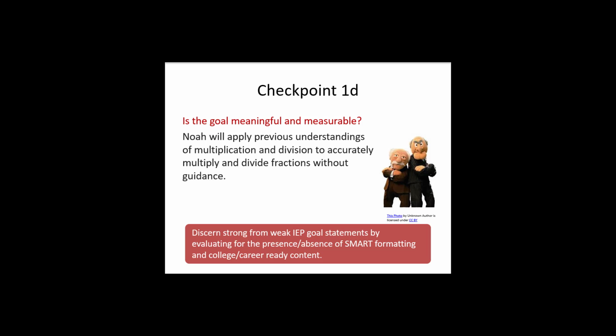Checkpoint 1D, is this goal meaningful and measurable? Noah will apply previous understandings of multiplication and division to accurately multiply and divide fractions without guidance. Specific, the goal is specific to Noah. Does it align with the standard? What is the specific skill? Is it measurable? Is there a criterion? What will we look for, listen for, count, or record? For example, what does apply previous understandings mean? How will we know if this occurs or not?